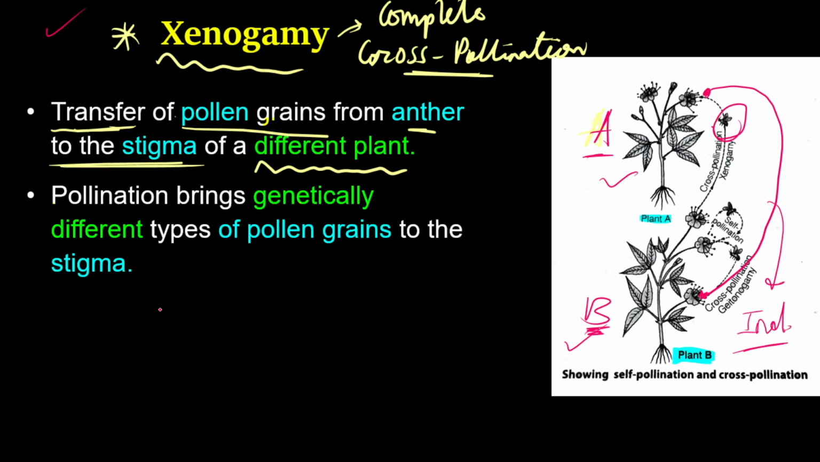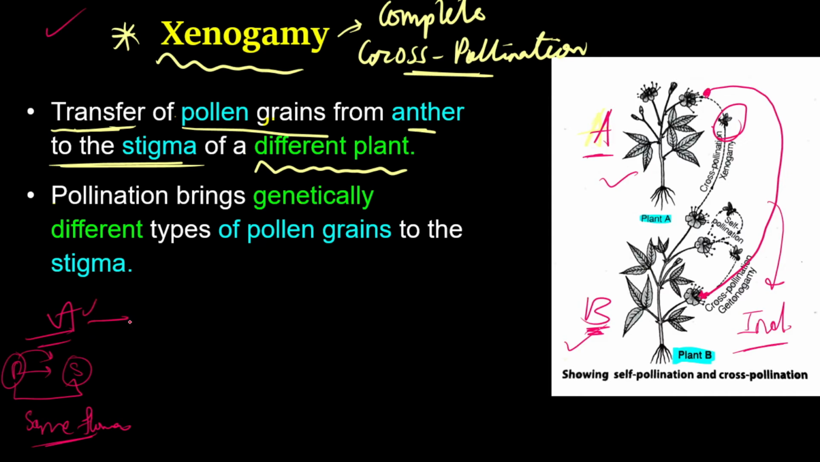Okay, so we'll have a quick recap of what we have studied in this video. In autogamy, we understood that it is a purely self-pollinating process. What happens here? The transfer of pollen to the stigma occurs within the same plant or flower, you can say. Same flower. So this transfer is called autogamy.